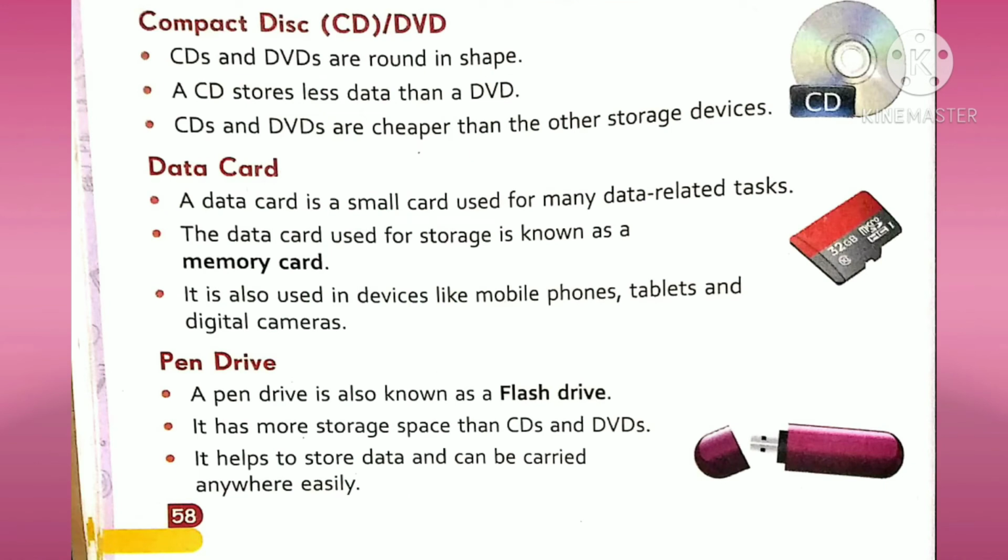Now we are going to learn about the second point, that is CD or compact disc or DVD. So look at the picture. This is the picture of a compact disc or CD. CDs and DVDs are round in shape. A CD stores less data than a DVD. CDs and DVDs are cheaper than the other storage devices.